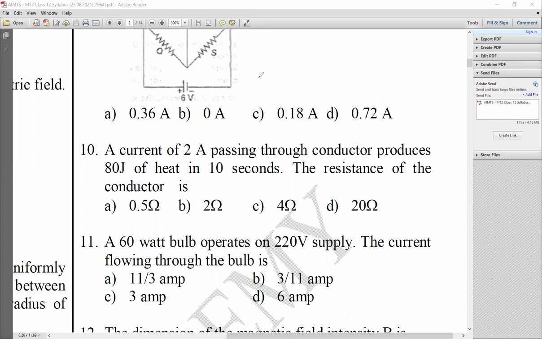Now coming to question number 11. A 60 watt bulb operates on a 220 volt supply. Find the current flowing through the bulb. So power is given. What is power? See, H is equal to I square R T, right? So T goes away here. Power is equal to I square R. Now I can write P equal to I times I R, and I R I can write as V. V is given, power is given, so I can find the current. Okay. Now coming to question number 12.